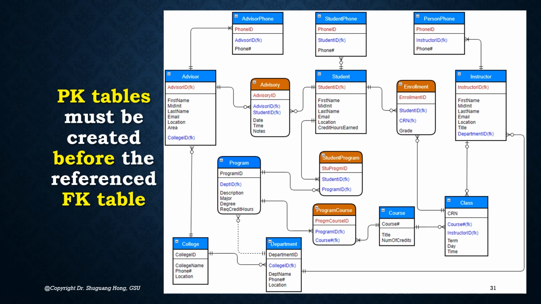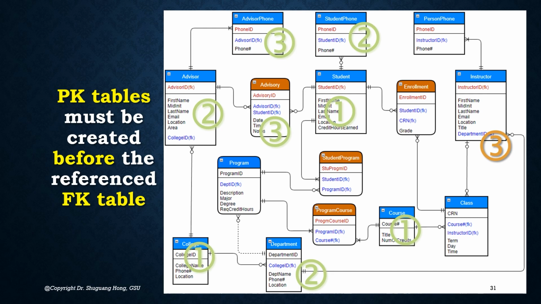Create relations that have no foreign key. In this example, this group includes student, college, and course. Create relations those foreign keys reference only those relations already created. The second group would include student phone, advisor, and department. Repeat the second step above to decide the next group of relations, which includes advisor phone, advisory, instructor, and program.